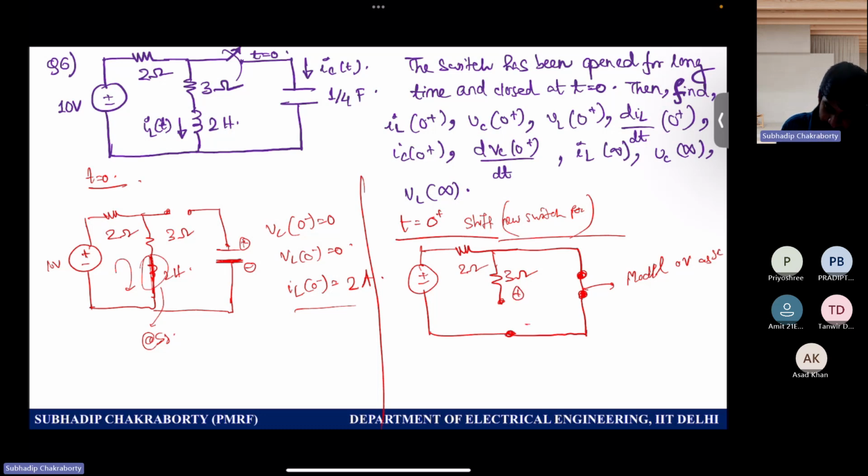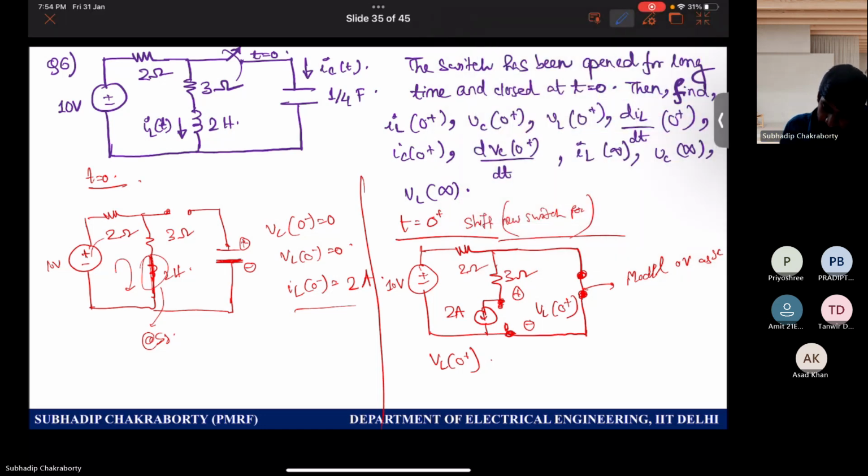Now this is VL at 0 plus, which is to be modeled with the current in this direction, which is nothing but 2 amps, and an open circuit, which will give me VL at 0 plus. Now to determine VL at 0 plus, you have to see the circuit which is forcing. Actually, let me do it with another color. So the 2 amps current source is connected in this branch. So this is 2 ampere, but there is a loop existing here. So can you tell me the current flowing in this outer loop? 10 by 2, 5 ampere.